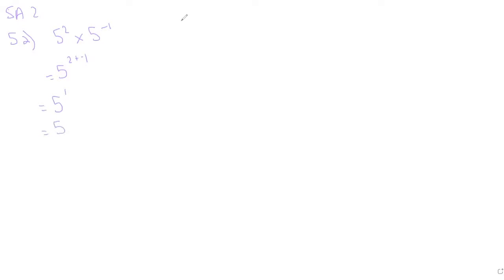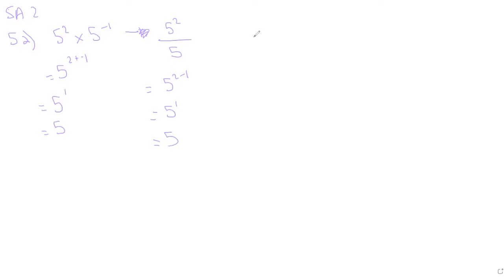Now, the other way I could have done this is to say a negative number belongs on the bottom, right? I have to change it. So -1 means it actually should be on the bottom as a +1. And then when I'm dividing, I just subtract them. So this is 5, 2 minus 1, which is still 5 to the power of 1, which is still 5. So either way, you'll get the same answer. I don't mind which way around you do it.